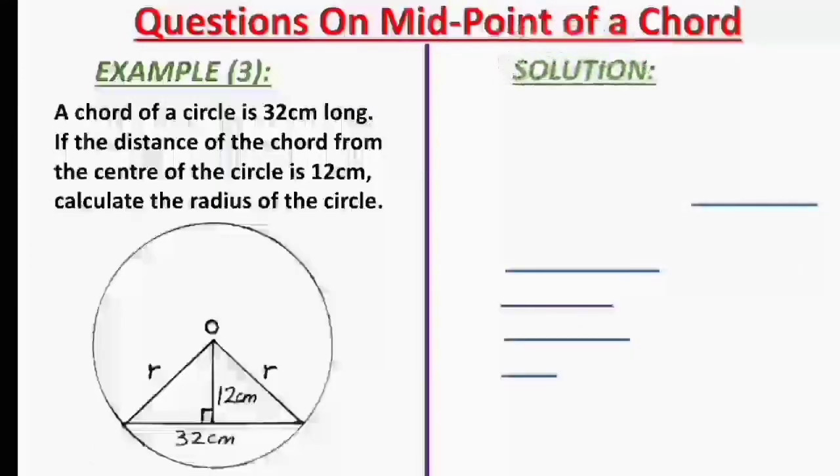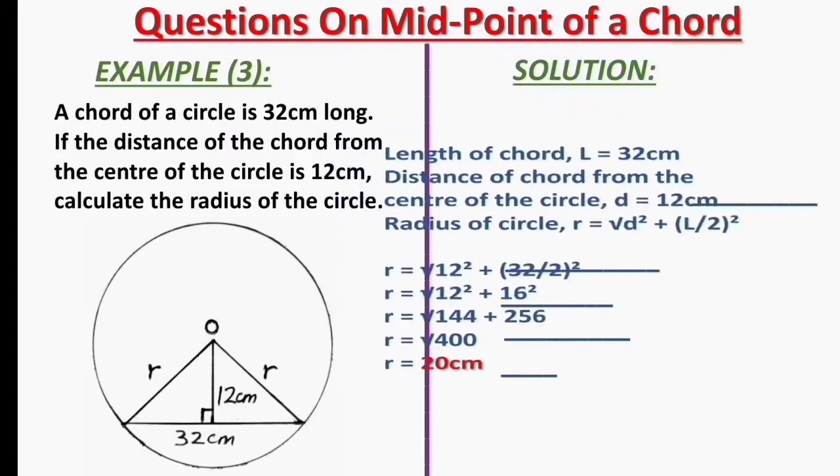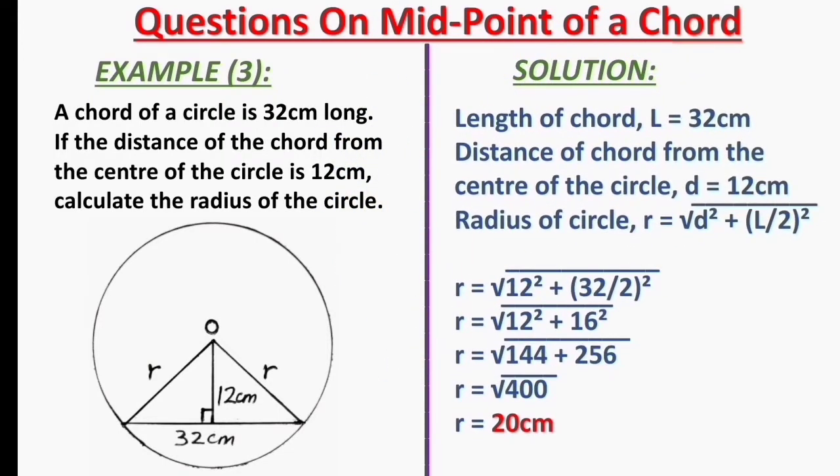The solution to question 3 is as follows. The formula for the radius of a circle R is equal to the square root of d squared plus (L divided by 2) squared. Here, L represents the length of the chord, being 32 centimeters. D represents the distance of the chord from the center of the circle, which is 12 centimeters. Substituting these values into your formula and calculating, the radius of the circle is 20 centimeters. I hope you got that right.